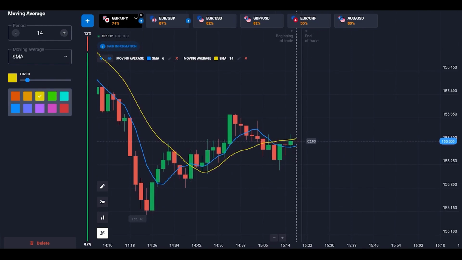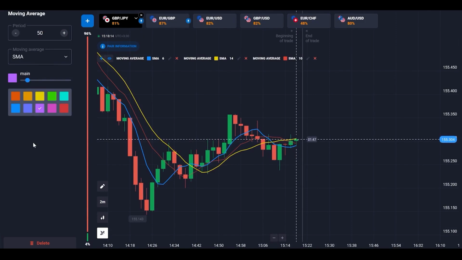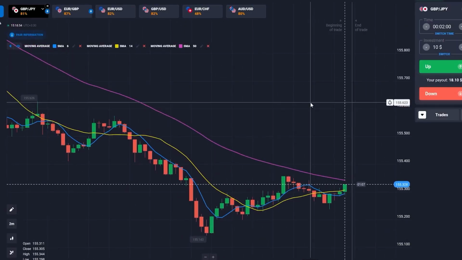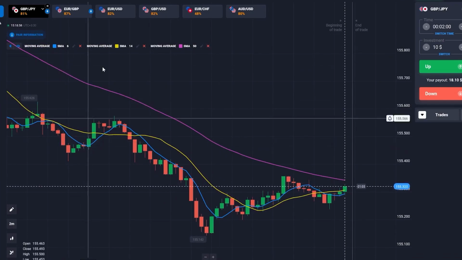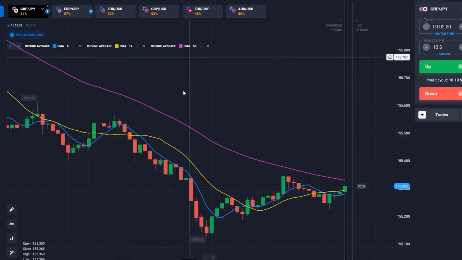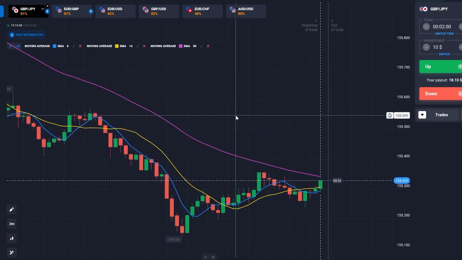Next we'll add the third moving average, setting the period to 50, and again using SMA. For this one, let's set the color to purple since it stands out well in the video. Now as you can see, we've added 3 moving averages to the chart. The first one has a period of 6 and is blue, the second one has a period of 14 and is yellow, and the third one has a period of 50 and is purple. It's clearly visible on the video.